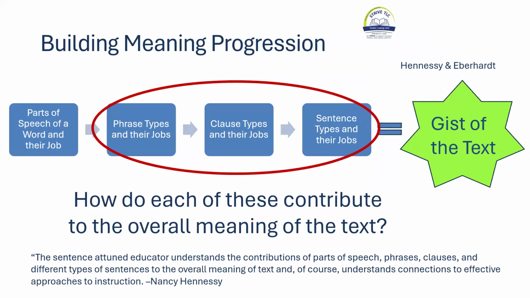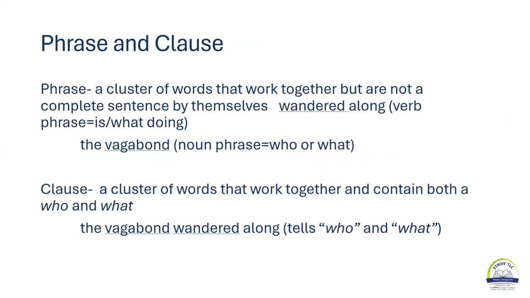All right, then we can also ask questions about phrase types, clause types, and sentence types. Phrases and clauses are important to understand. A phrase is a cluster of words that work together but are not a complete sentence by themselves. So a verb phrase might be wandered along, and a noun phrase might be the vagabond. Wandered is a verb and vagabond is a noun. So those are two different phrases.